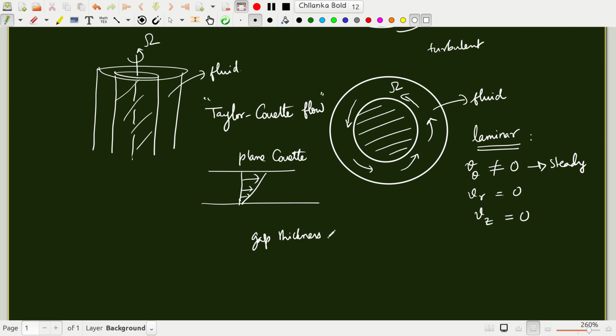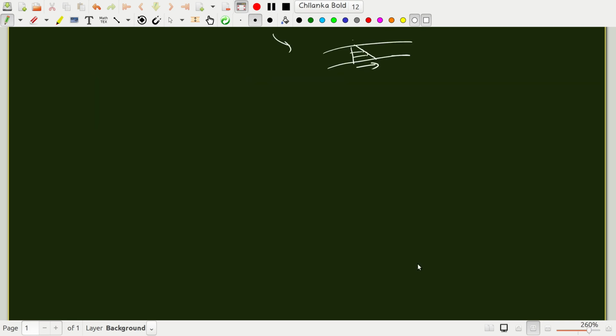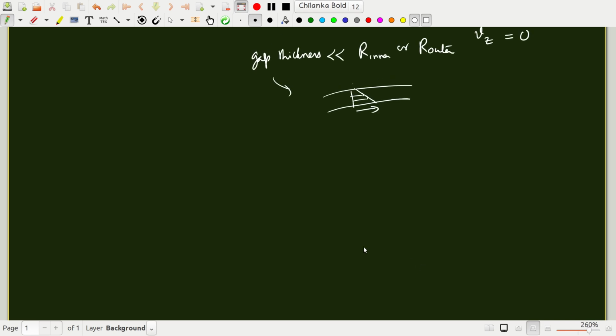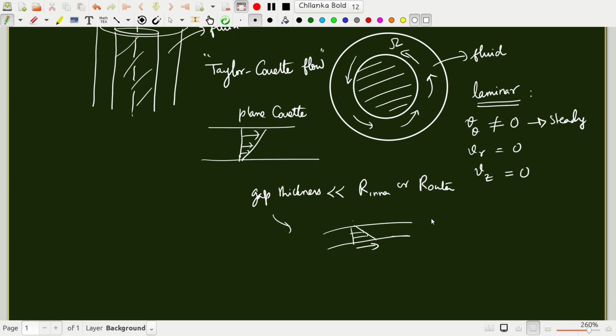becomes very small compared to either the inner or outer radius of the cylinders, then the annulus will be so gently curved that locally, let's say one of the boundaries is moving, then you will get the plane Couette profile locally, although the curvature is there, but it is so gentle that you will not be able to see it. Now this is another example of a laminar flow.